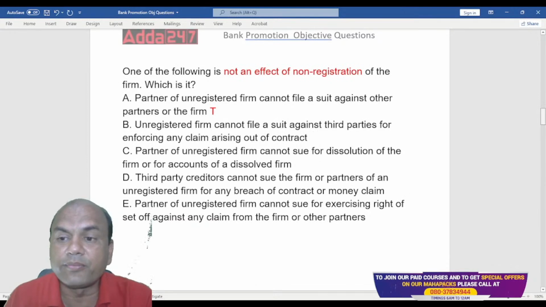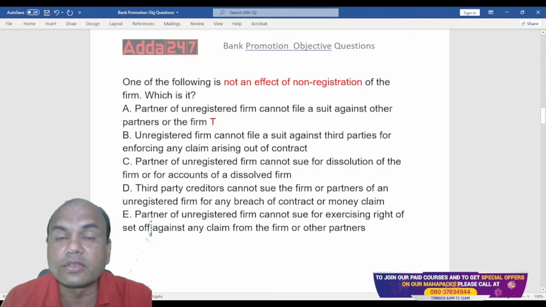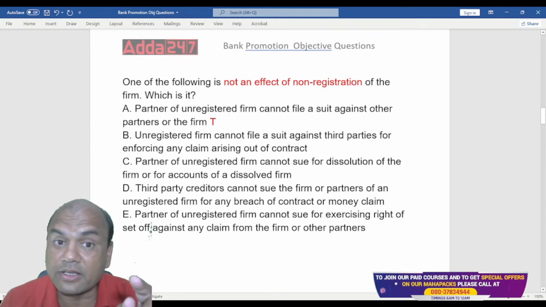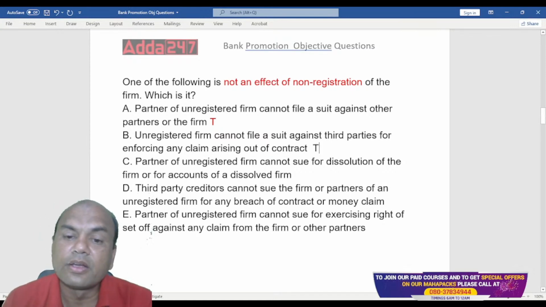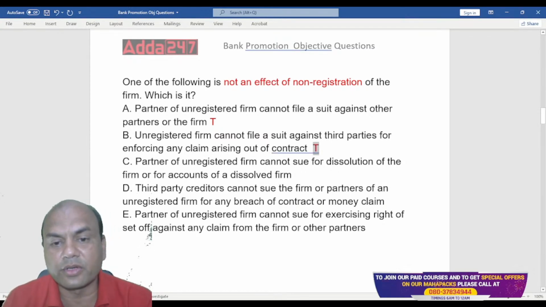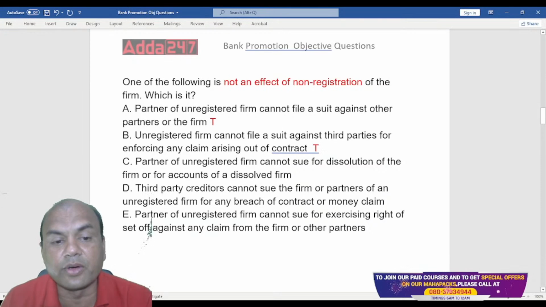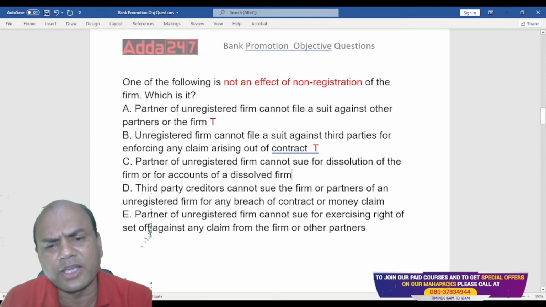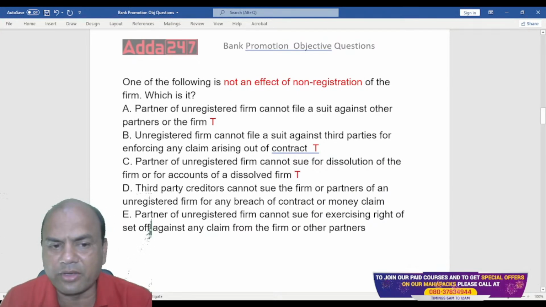Okay. So if the firm is not registered, can that firm file a suit against third parties for funds not received? See here, they will always file the suit for what? Funds which are not received. So it is again true. You cannot file. Partners of an unregistered firm cannot sue for dissolution of the firm or for accounts of dissolved firms. So an unregistered firm cannot sue. Again, this logic is the same. Okay, true. I'll just write it true over here, because this is the same as the earlier one, A.